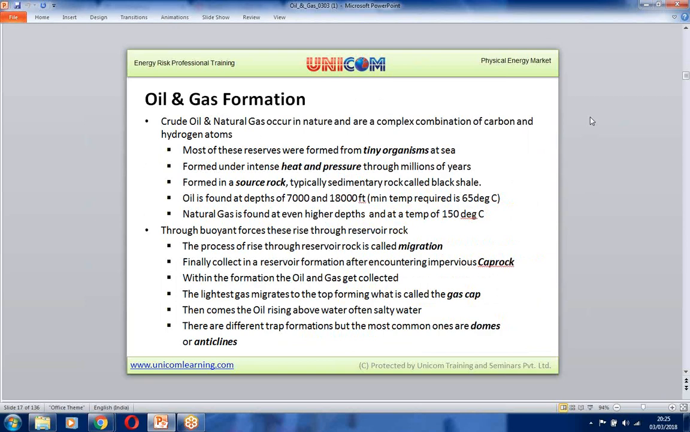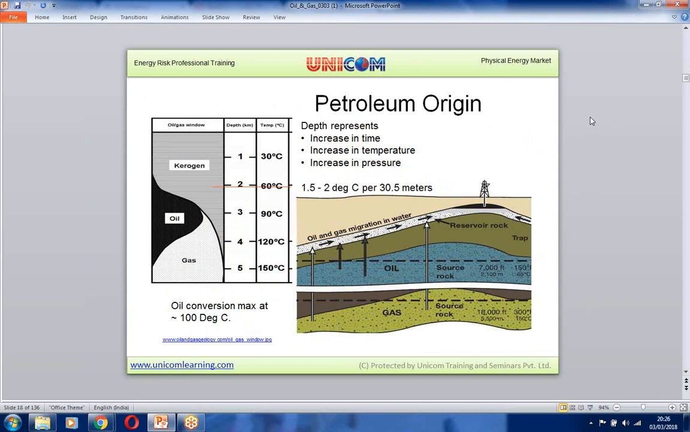How this source rock gives rise to petroleum and natural gas is something worth considering. Actually, we need a source rock which contains organic matter or shale from which the petroleum originates. Now, there has to be a migration process. The petroleum, I'll come to the slide here. So you can see the oil and gas originates at the bottom here in the source rock.